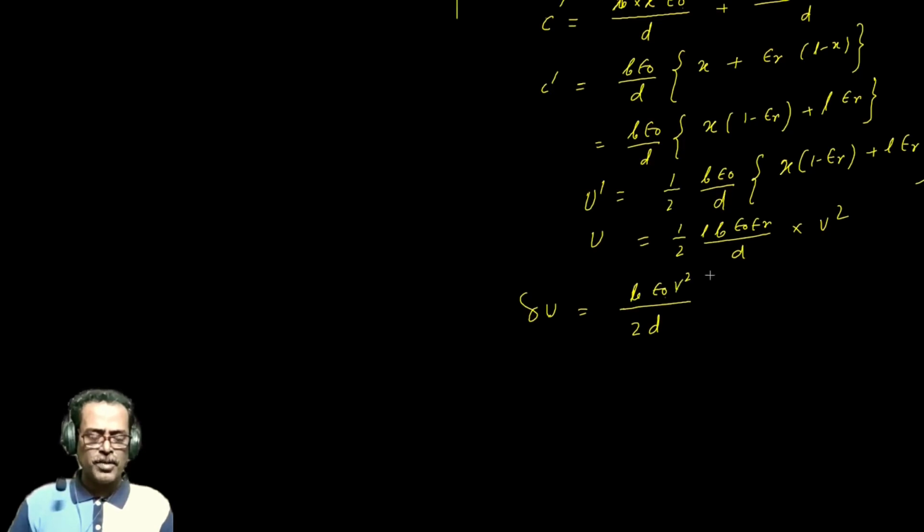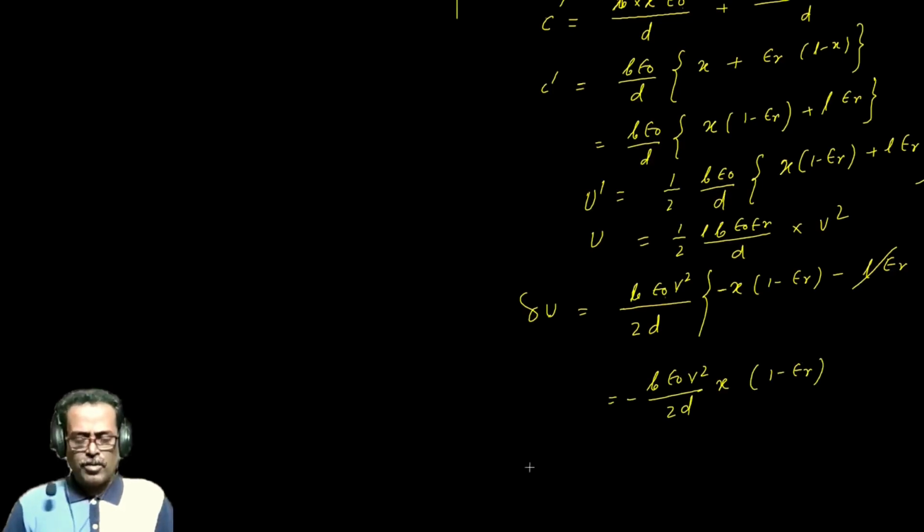So the common part of these two, the remaining part is X into 1 minus epsilon R plus L into epsilon R, this will be minus, minus and minus, and plus epsilon R into L. Therefore, B into epsilon 0 V square by 2D into minus X into 1 minus epsilon R. This is the change of potential energy. We know that force is equal to del U by del X, is equal to B epsilon 0 V square by 2D into epsilon R minus 1.